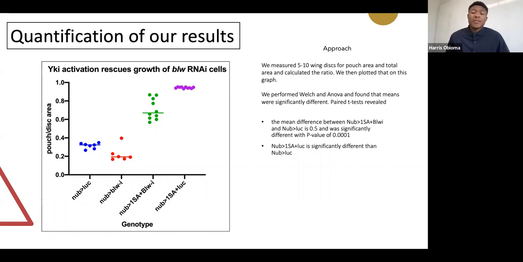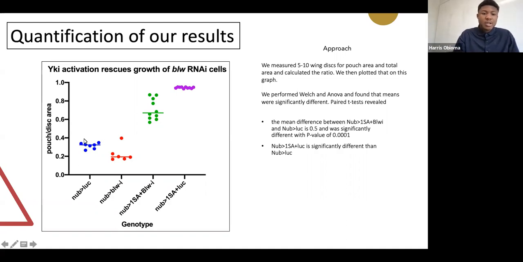Yorkie activation rescues growth of bellwether RNAi cells. We measured 5 to 10 wing discs for pouch area and total area and calculated the ratio. We then plotted that on this graph, as you can see. We performed the Welch ANOVA test and found that they were significantly different. The paired t-test revealed that the mean difference between nub-Yorkie with bellwether and nub luciferase is 0.5 and was significantly different with a p-value of 0.0001. And the nub-Yorkie plus luciferase is significantly different from the nub luciferase.